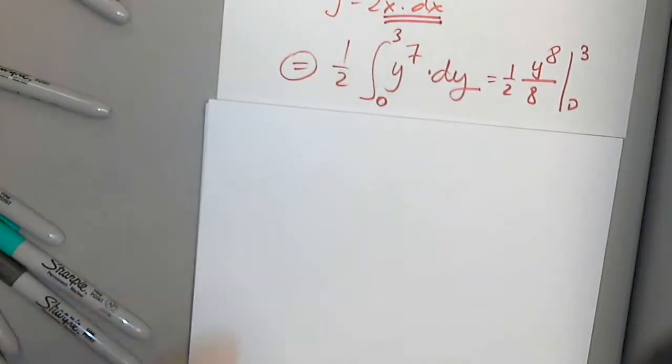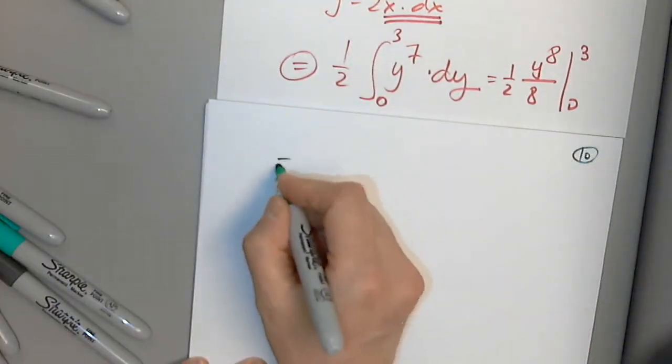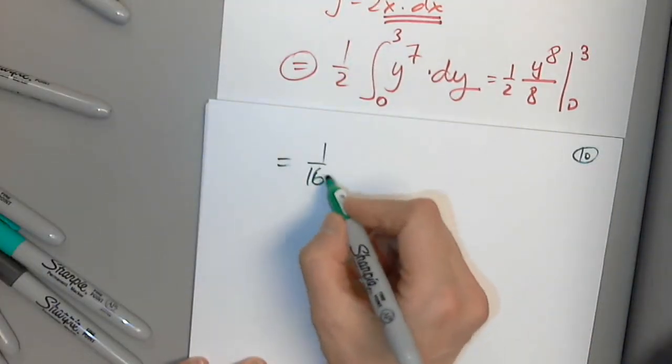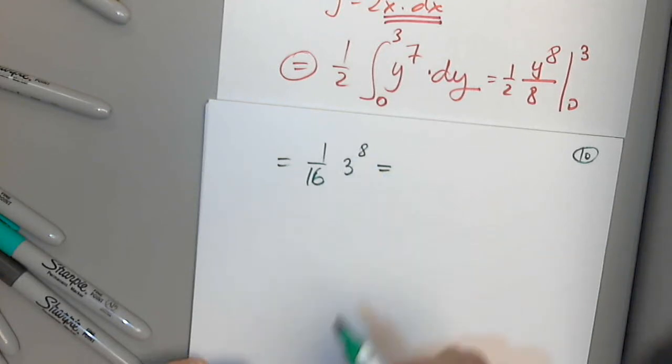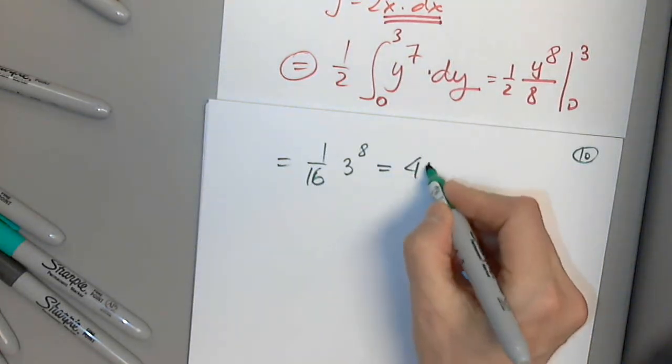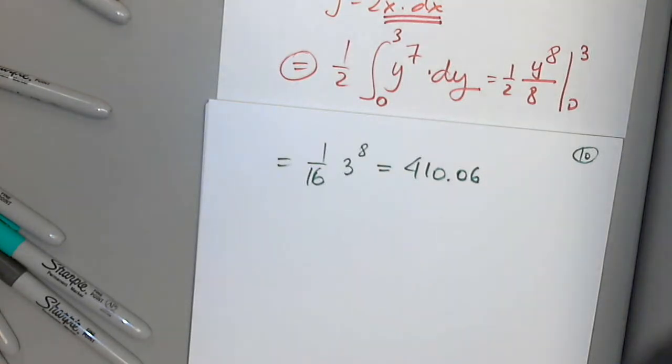So we plug in 3. So this is 1 over 16, 3 to the 8th power, whatever that is. And what is it, by the way? 3 to the 8th, and I divide by 16. 410.06.25. This is how we use the substitution rule for definite integrals.